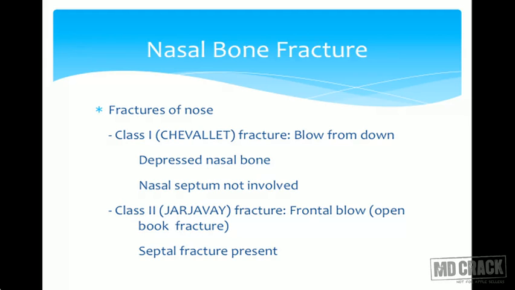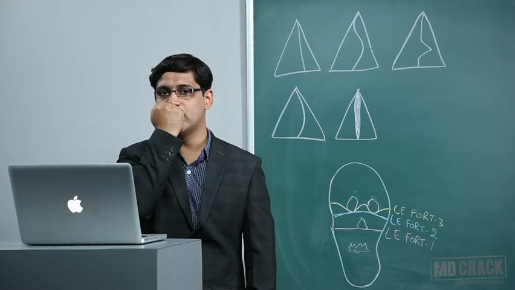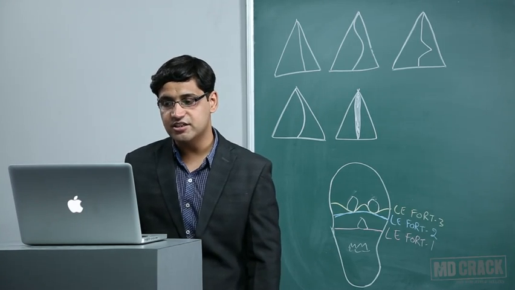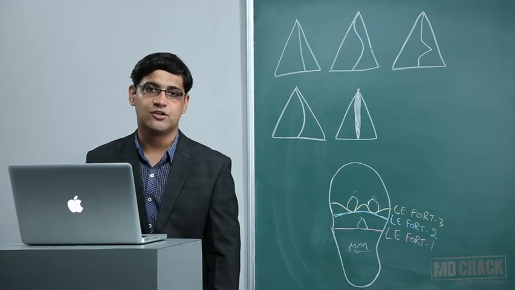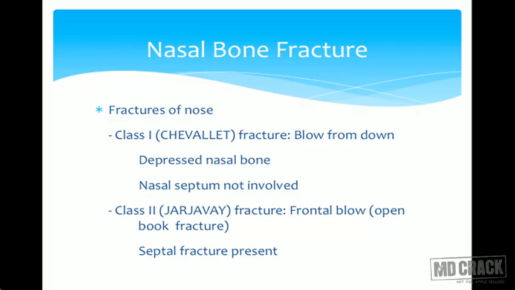When the blow is from below, somebody hits from below like this, there will be a depressed nasal bone, but the nasal septum might not be involved. That is Chevallet fracture. What is Jarjavay's fracture? That is a blow from the front, also known as open book fracture. The septum is also involved, and septal fracture is also present in class 2.